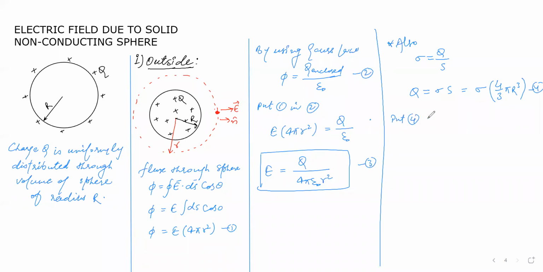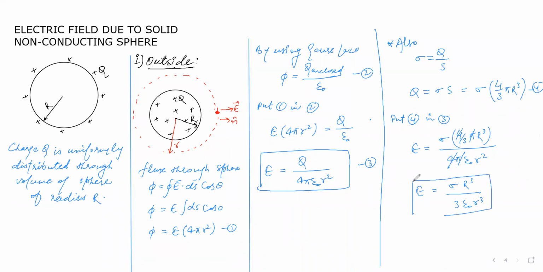Put 4 in 3. We get E is equal to sigma times 4 by 3 pi r cube over 4 pi epsilon naught r square. 4 pi will cancel from 4 pi. You get E is equal to sigma r cube over 3 epsilon naught small r square. Note it down, please.